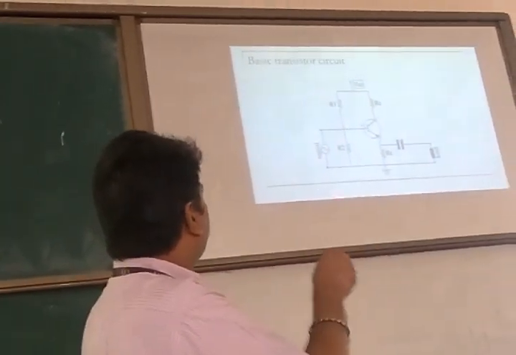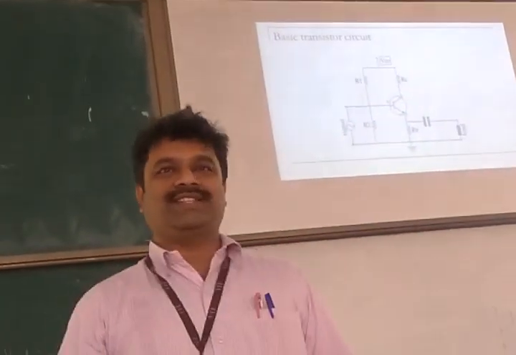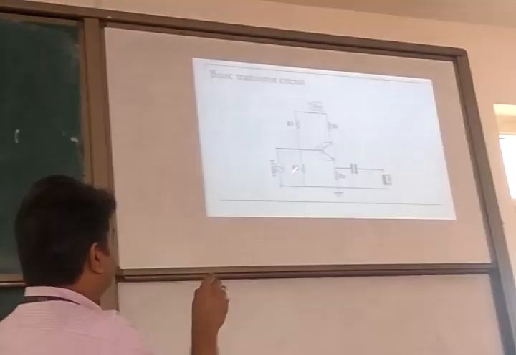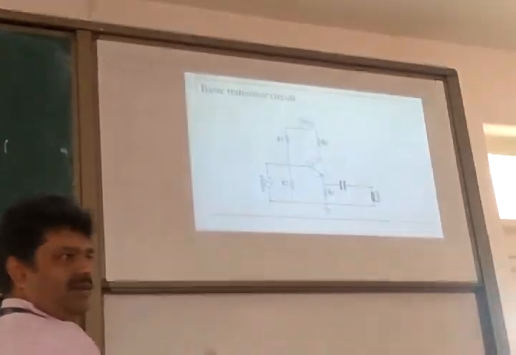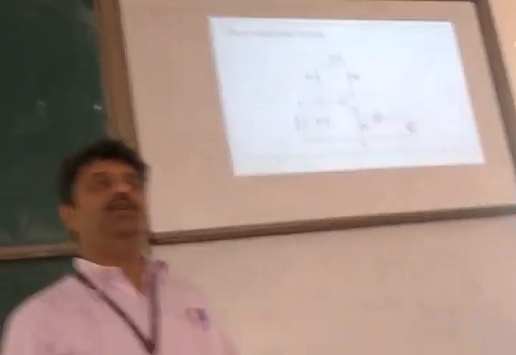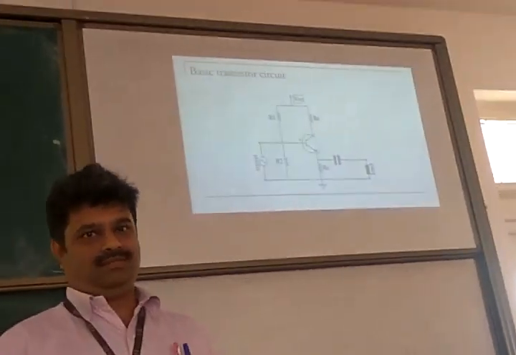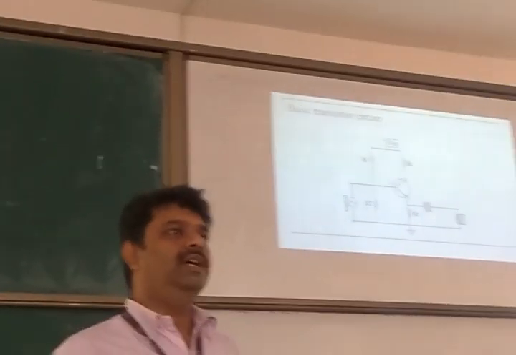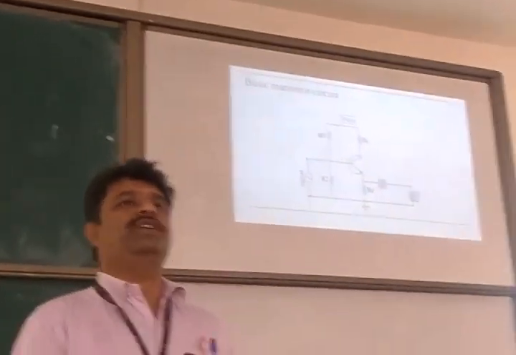Okay. So, here is a basic transistor circuit. So far I have explained why these resistors are coming along with the transistor to form an amplifier circuit. Okay. Now the operation of the transistor based amplifier circuit.